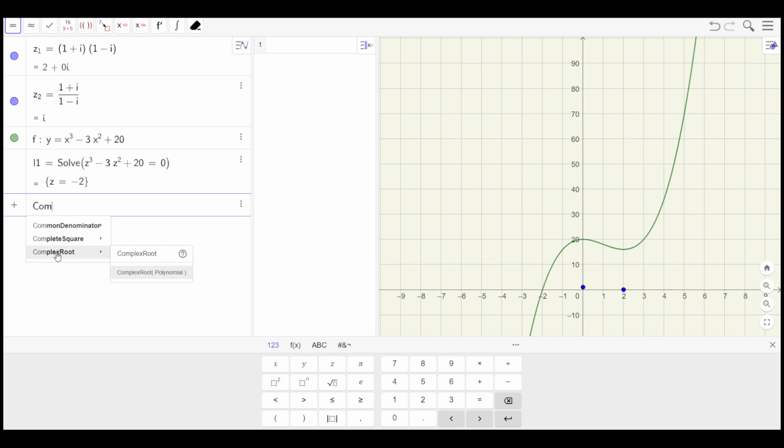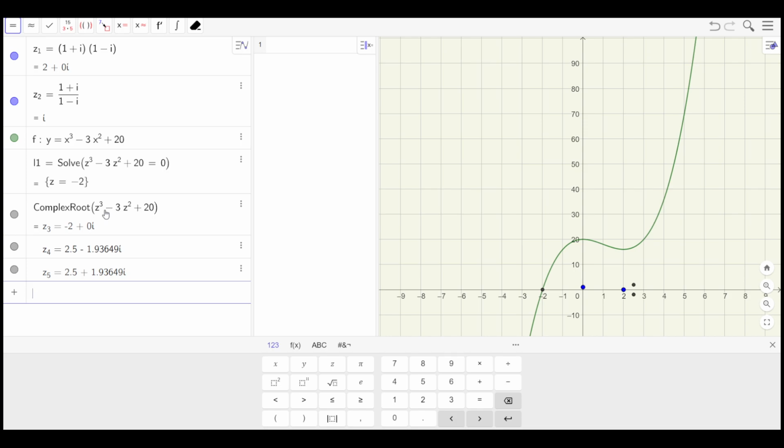Now I start recording as if I knew it myself. That was good. So listen, my students, if you want to solve this using GeoGebra, you need to use complex roots. So complex root polynomial, let us just do that. z to the power 3 and then minus 3z squared plus 20. But it doesn't give you exact values. The bad point is that it gives you approximate values.